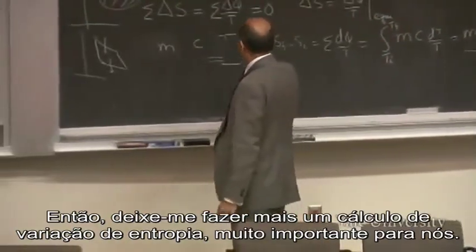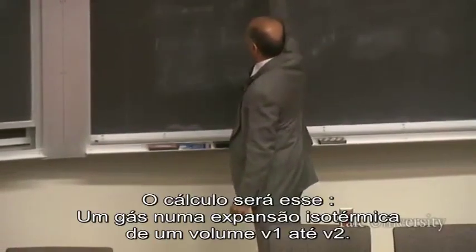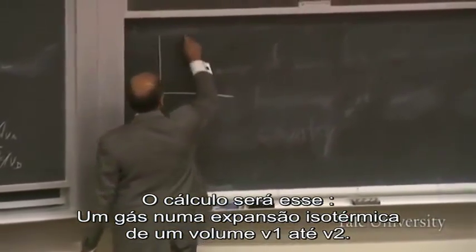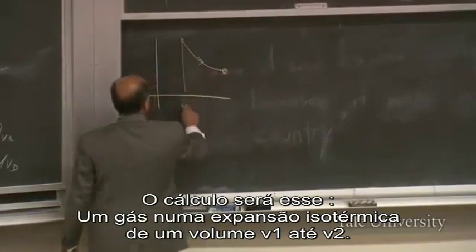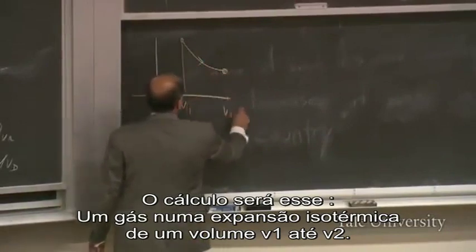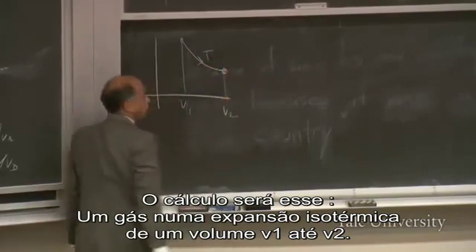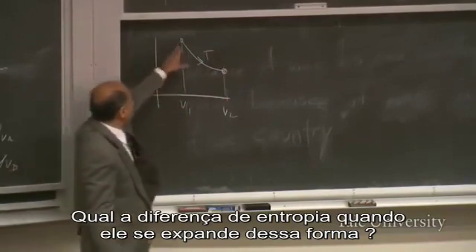So let me do one more entropy calculation. That's going to be pretty important for us. That entropy calculation is this. Take a gas and watch it expand isothermally from some starting point at some fixed temperature T. It goes from V1 to V2. What is the change in entropy when it goes from here to here?